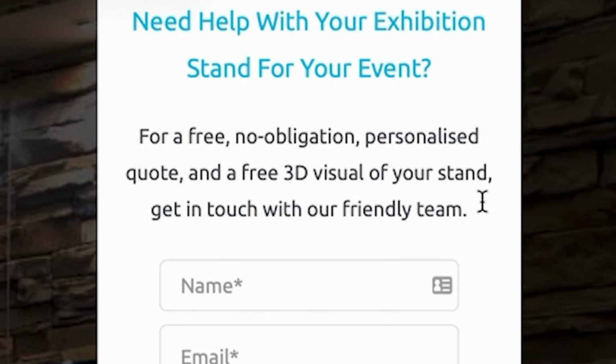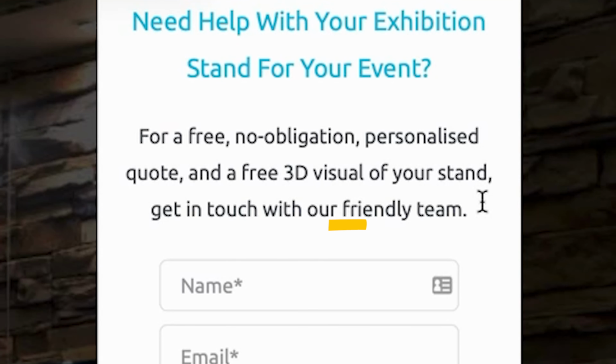So they handle that by saying it's no obligation, i.e. we're not tied into anything. We're not locked into some sort of reciprocity arm wrestle where we feel compelled to buy something that we don't really want. And we're also saying friendly team, which kind of disarms a bit from the imagined hardcore sales team closer that could always be on the other side of a call to action.